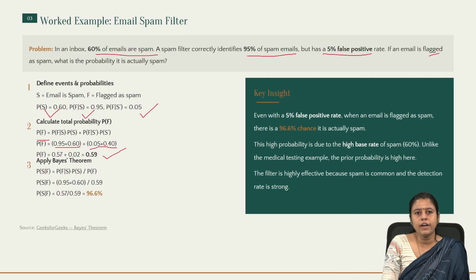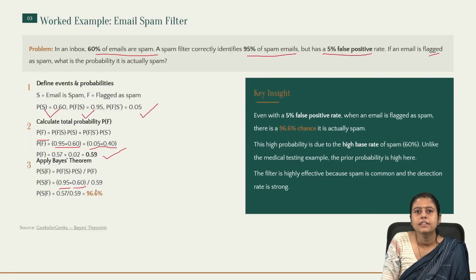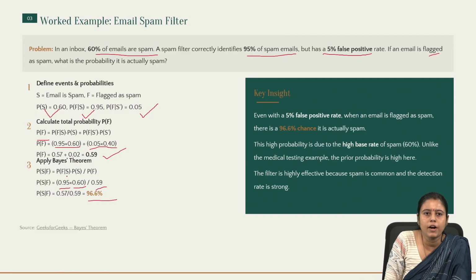So we have to calculate spam mail that is flagged, both cases. First the mail must be spam, second it must be flagged. So what is the value? 0.95 is the probability of flagged mail, times 0.60 spam mail, divided by 0.59. We can write it as P(S|F), and the value came to 96.6%.